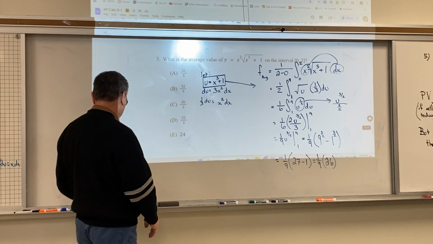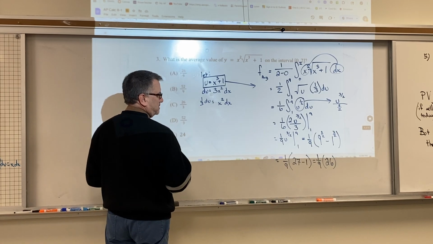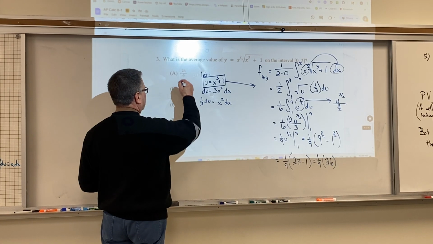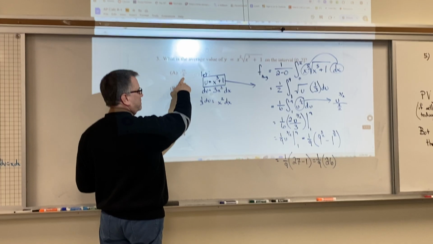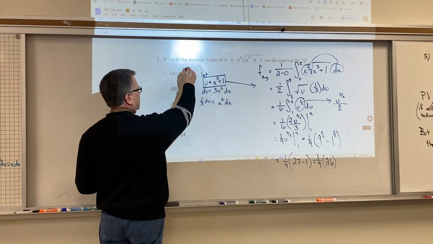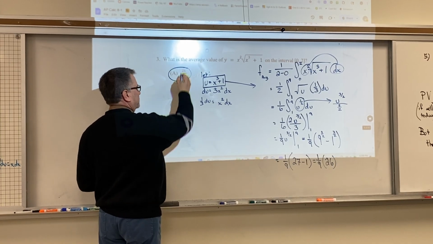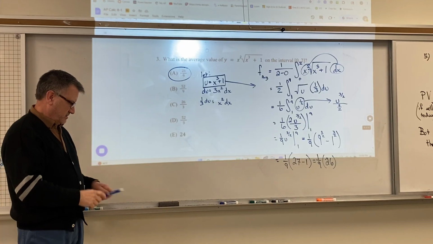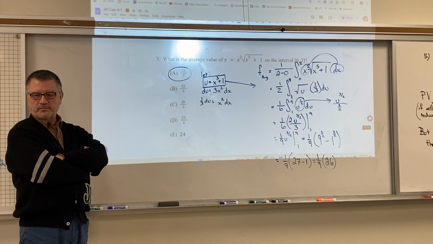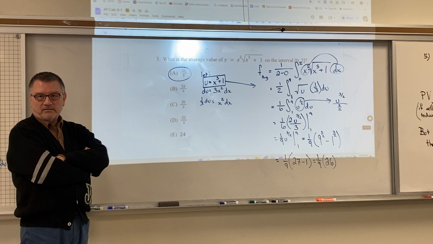If I have a circle. I messed up. I went back to u. 1/9 times 26. Area under the curve divided by the width. The meal is helping. He's pointing me to the right answer. Hey, that's the average value of a function.